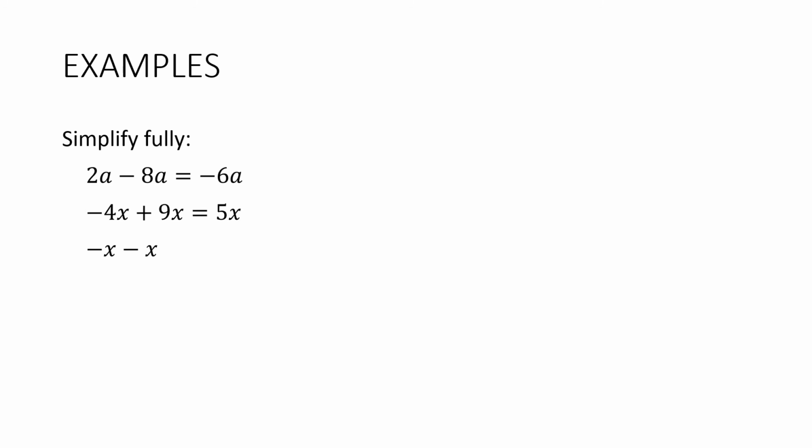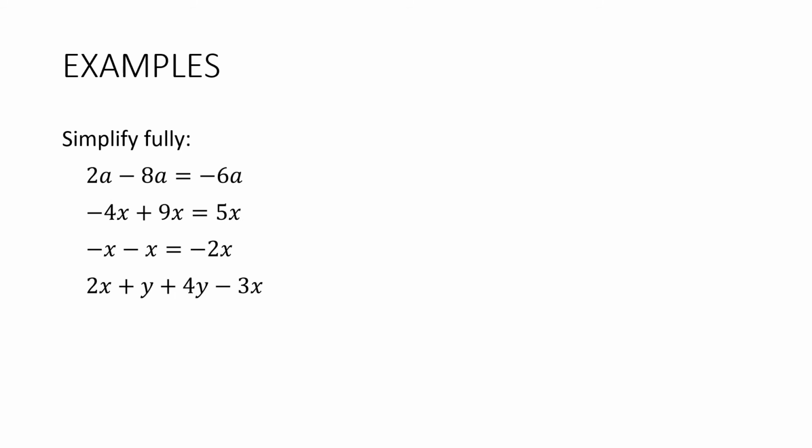What about this one? Negative x take away x. Now this is not positive x. Okay, a negative and a negative in this situation do not make a positive. That only happens when we're either multiplying two negatives or dividing two negatives. This is a negative 1, take away 1. So think about where negative 1 is on the number line and then go further negative. So we're going to end up at negative 2. Answer negative 2x.